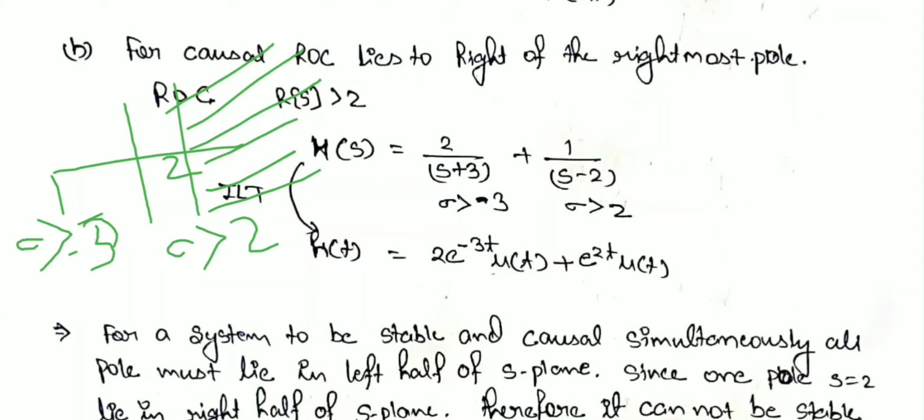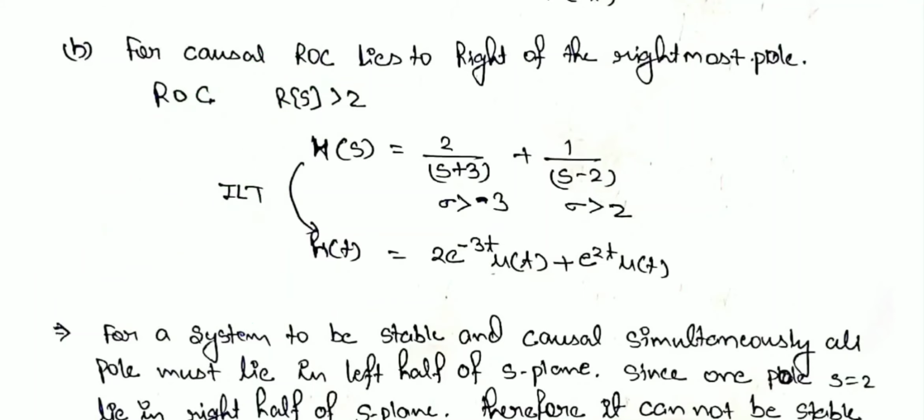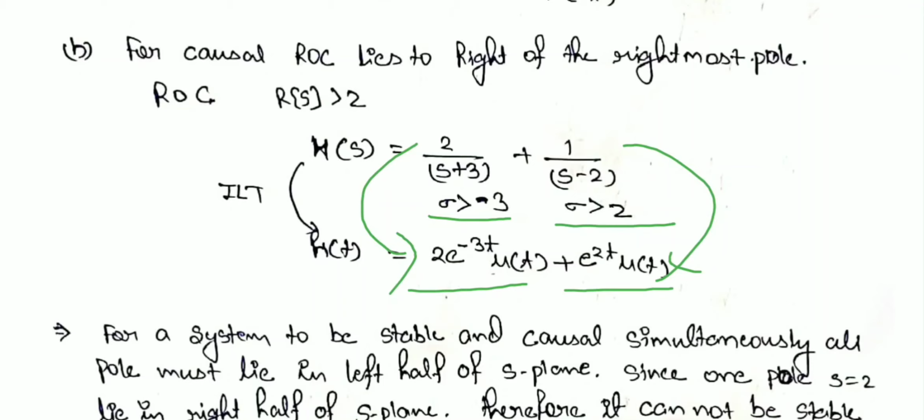The combination of these becomes sigma greater than 2, because both signals are right-sided, so we choose the ROC which is right of the rightmost pole. This signal is right-sided and this signal is also right-sided. Taking the inverse Laplace transform accordingly, we get this.